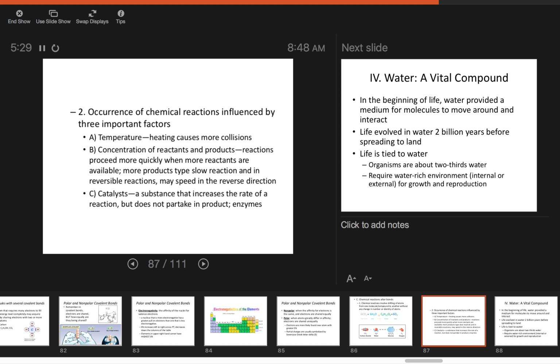3 factors that influence chemical reactions, and they are temperature. When you heat substances, the kinetic energy, the kinetic motion of those atoms, moves faster, and as a result they collide. And when they collide and meet, it's more likely a chemical reaction will take place.